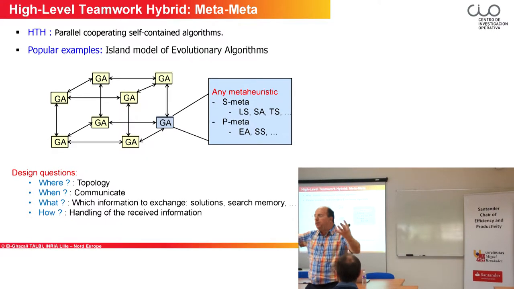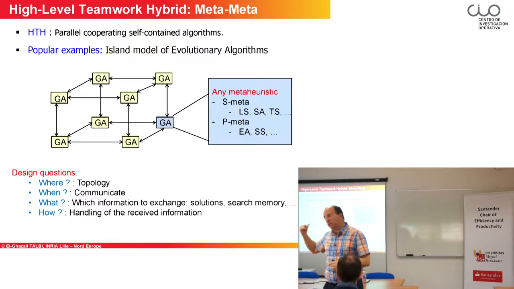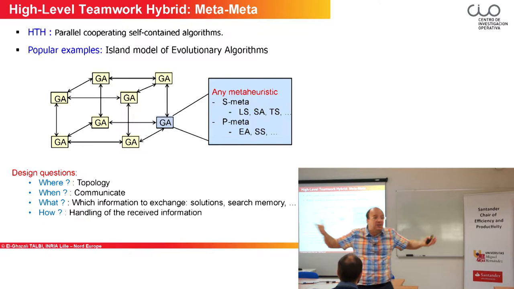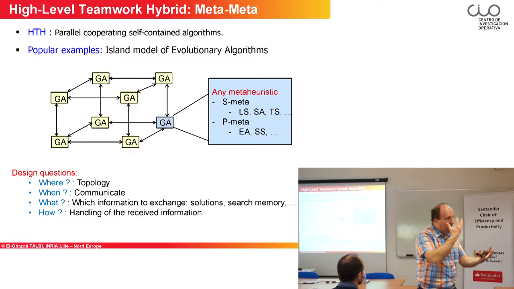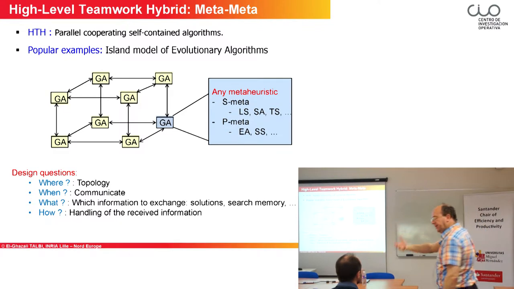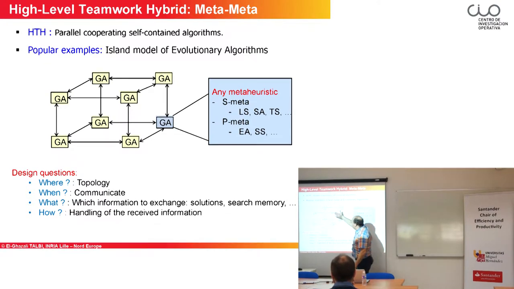Each GA will generate diverse solutions, and diversity is very important. Why is it important? If you have solutions that are similar, you will generate solutions that are similar, and it makes no sense. But if you have solutions which are diverse, it's better for generating new efficient solutions. So diversity is very important, and people design such algorithms for diversity.